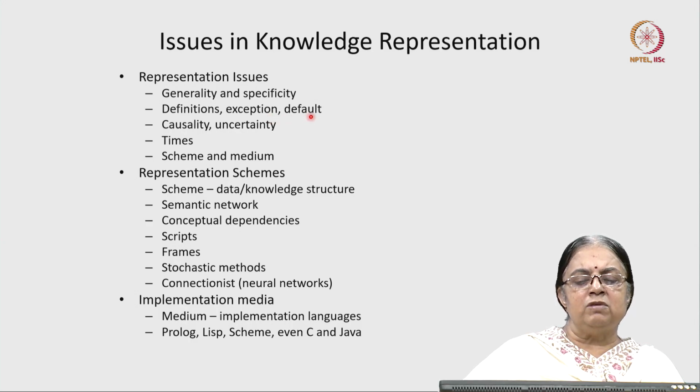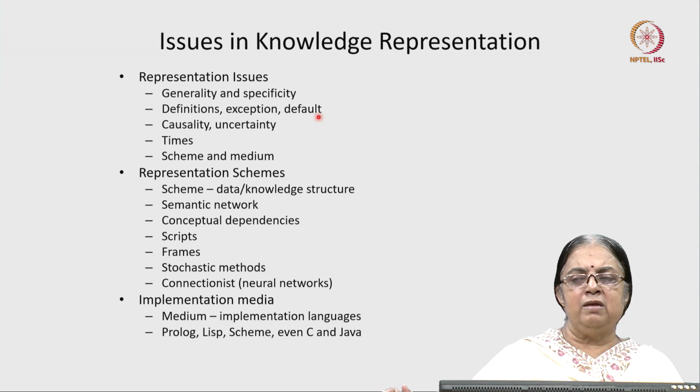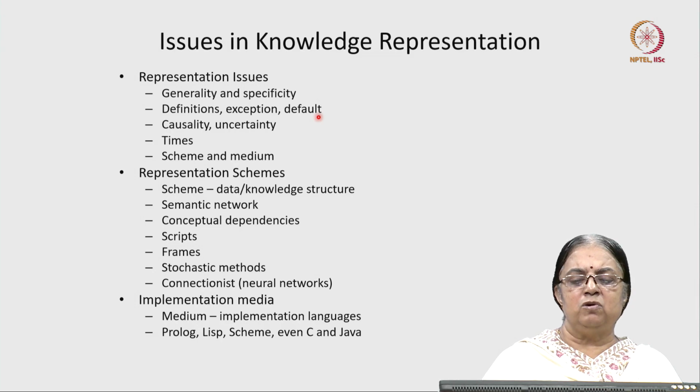And of course, you have the default. So, you say that if nothing is given, then you assume that the bird is able to fly, because you are inheriting that property from being a bird. So, you belong to the category of birds, and therefore, you are able to fly. So, unless some exception is made over there, you take the default setting.